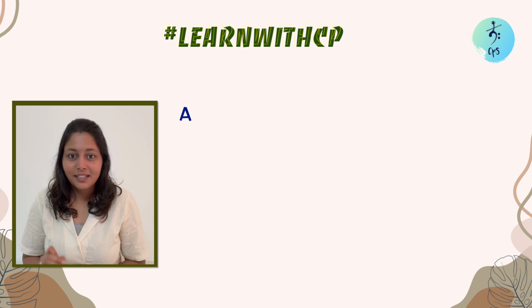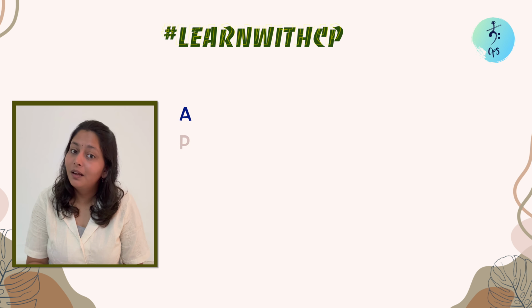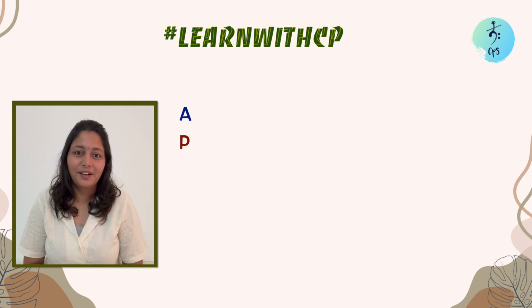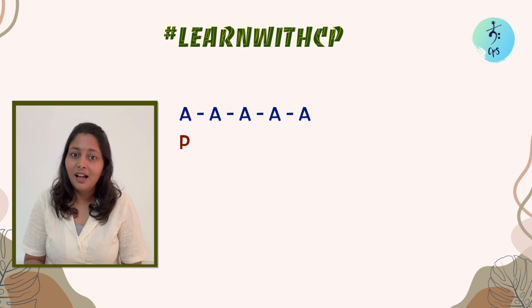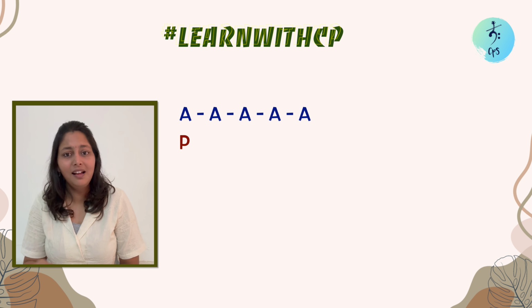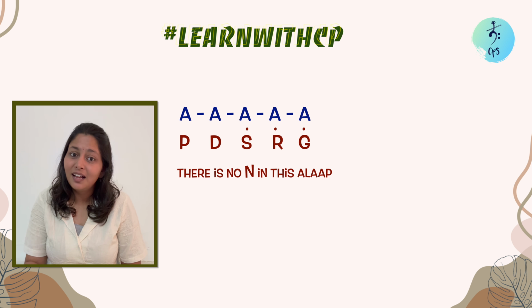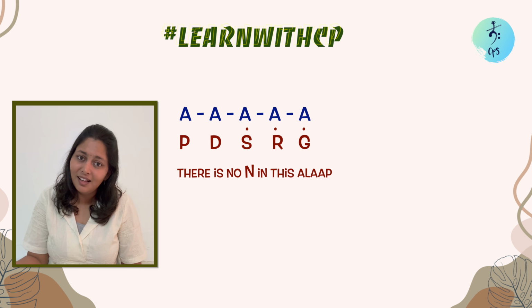The Alaap starts at the note pa. Where is our sa? This is our sa. Where is pa? Sa pa. This is our pa. Okay. Now from here we climb up 5 steps. Which is nothing but pa da sa re ga.